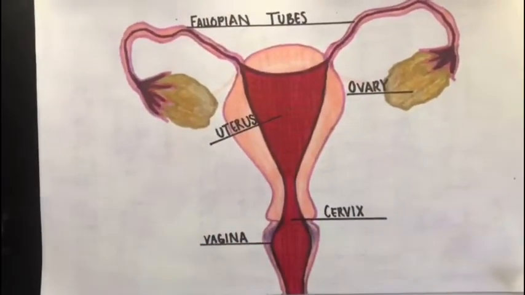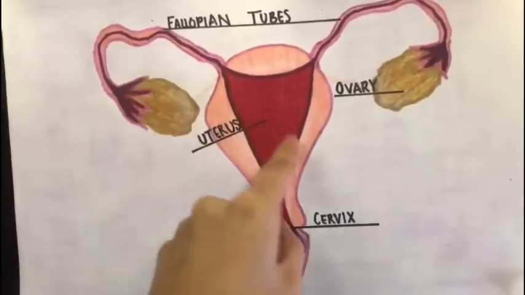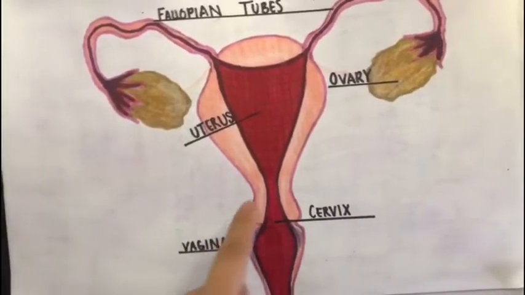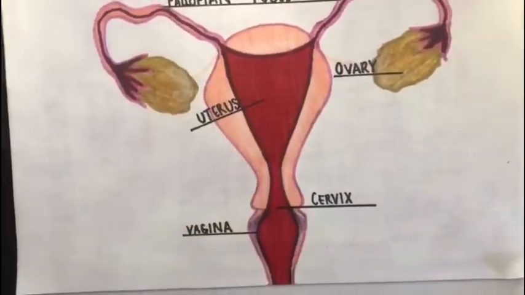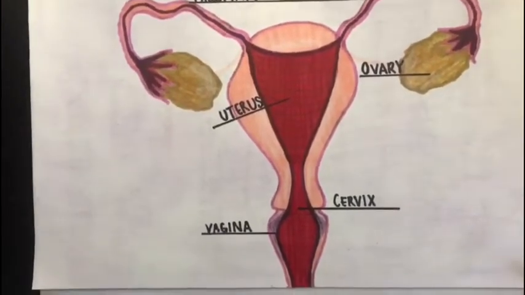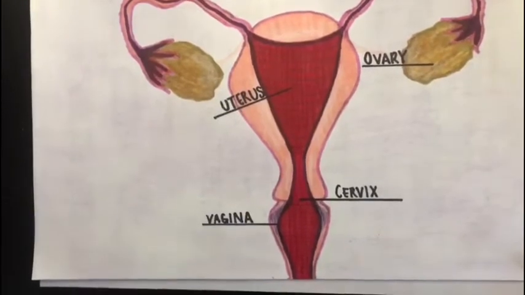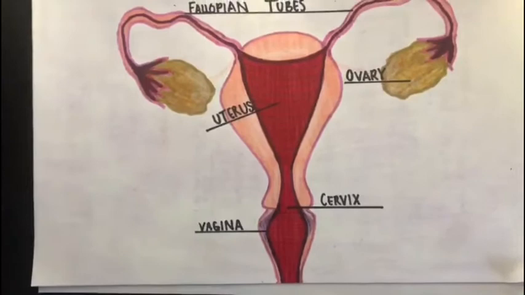When the egg, or the oocyte, is fertilized, it goes all the way down here to the uterus. In the uterus, it implants here. Implantation occurs in a little tiny tissue that is called the endometrium. If the endometrium isn't implanted with an egg, it is expelled through the vagina as menstruation.